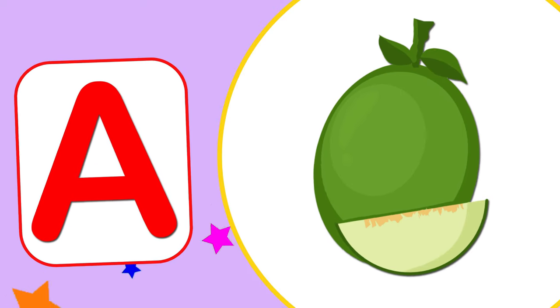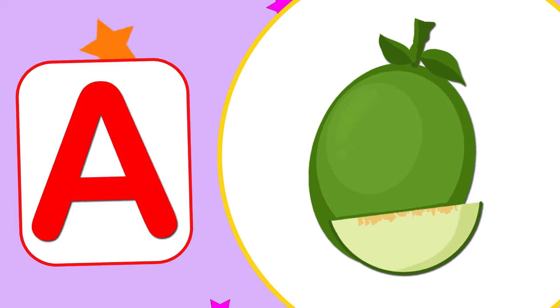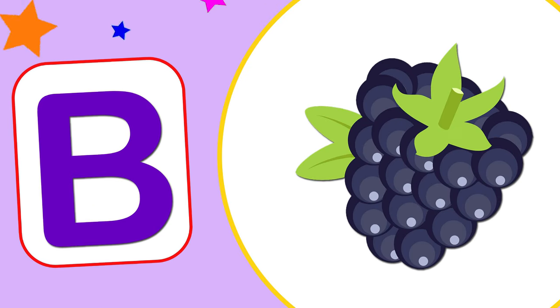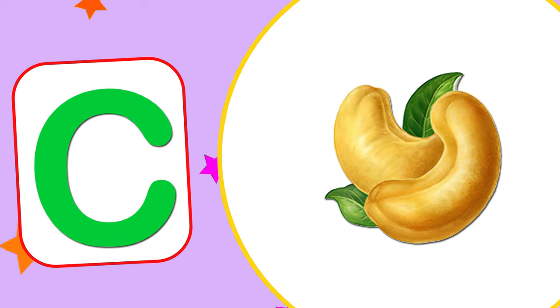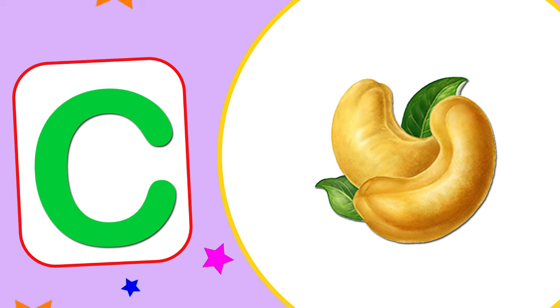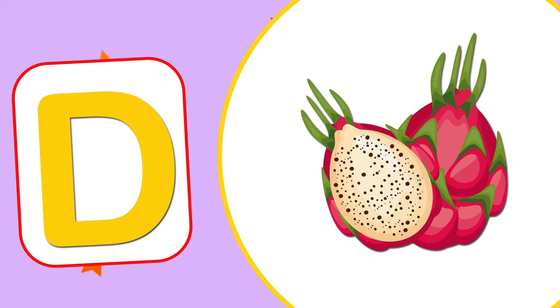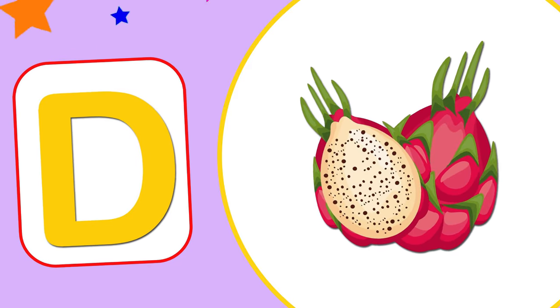A is for Ambarella. B is for Blackberries. C is for Cashew Apple. D is for Dragon Fruit.